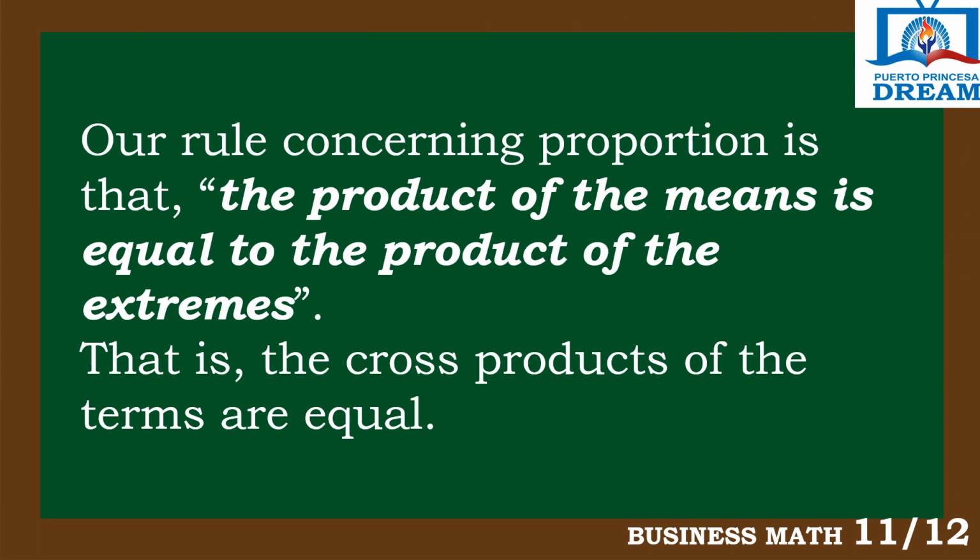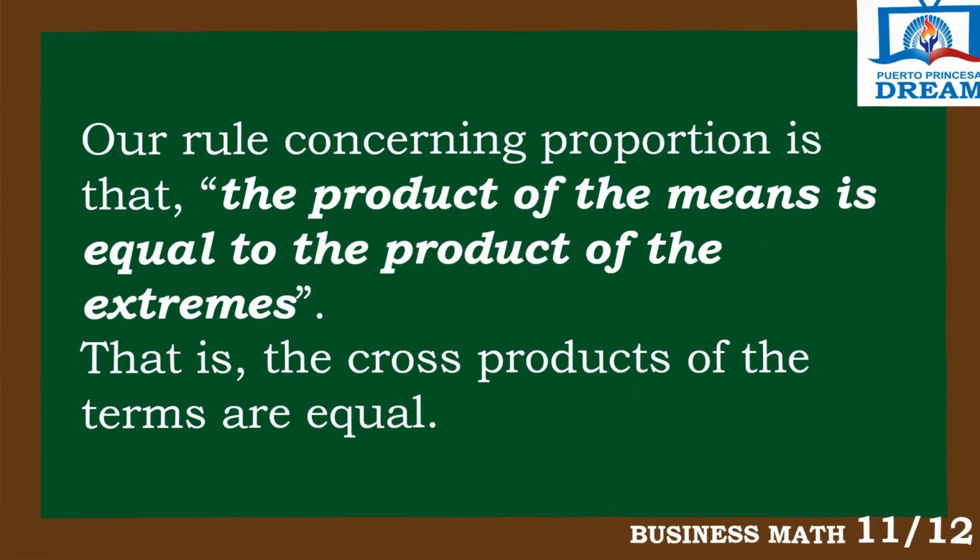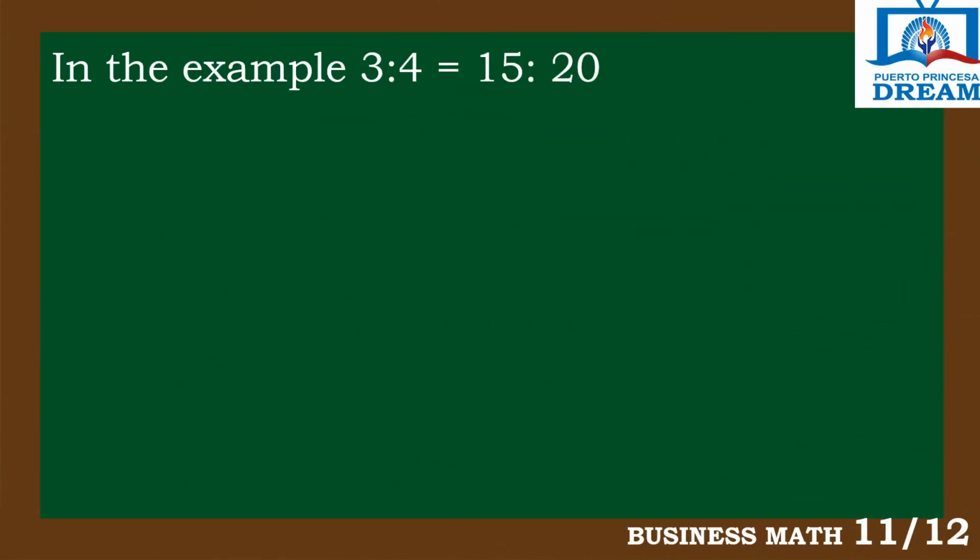Our rule concerning proportion is that the product of the means is equal to the product of the extremes. That is, the cross products of the terms are equal. In the example, 3:4 is equal to 15:20, 4 times 15 is equal to 3 times 20. 4 and 15 are the means, and 3 and 20 are the extremes. So the results are both 60.